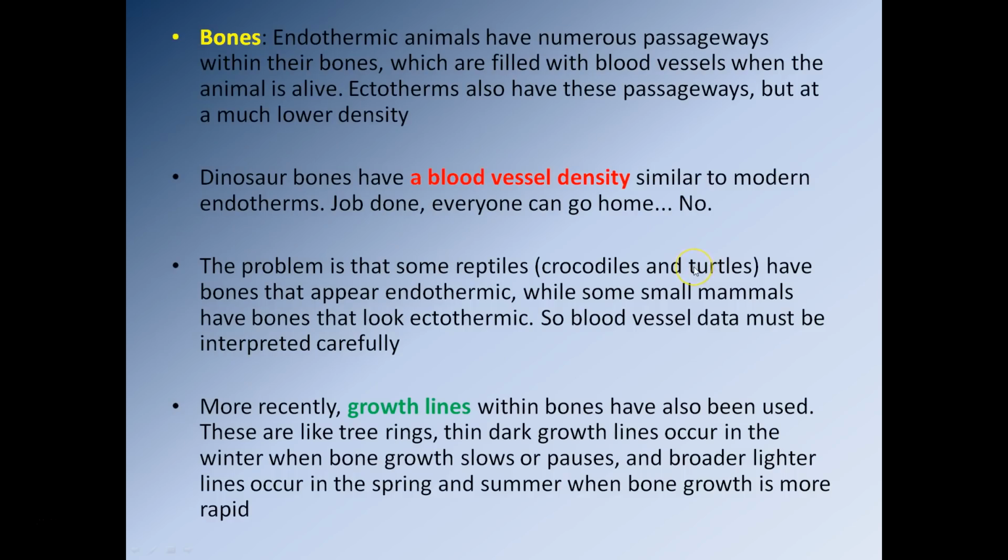Okay, so the first bit of evidence is the bones. So endothermic dinosaurs, so warm-blooded dinosaurs, have numerous passageways within their bones which are filled with blood vessels when the animal is alive. The ectotherms, the cold-blooded dinosaurs, also have these passageways, but they are present in much lower density. So being warm-blooded, dinosaurs obviously have a much higher metabolism. That means there is a much greater requirement for oxygen. So the cells in our body burn oxygen a lot faster than the cells in an ectotherm's body. So our bodies have to have lots and lots of oxygen.